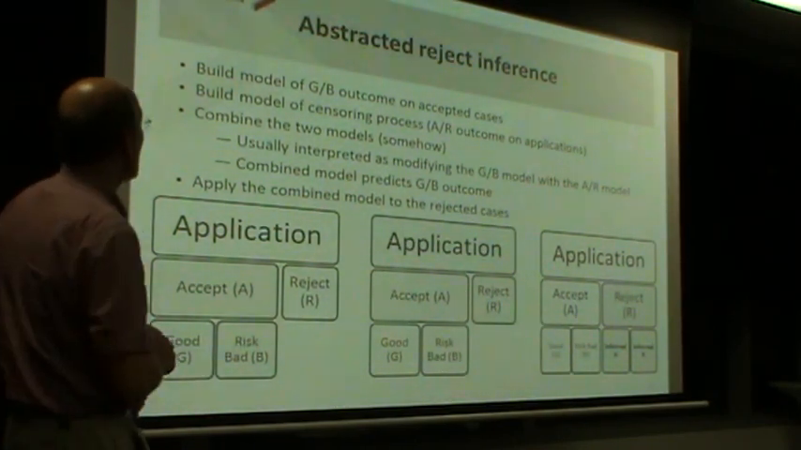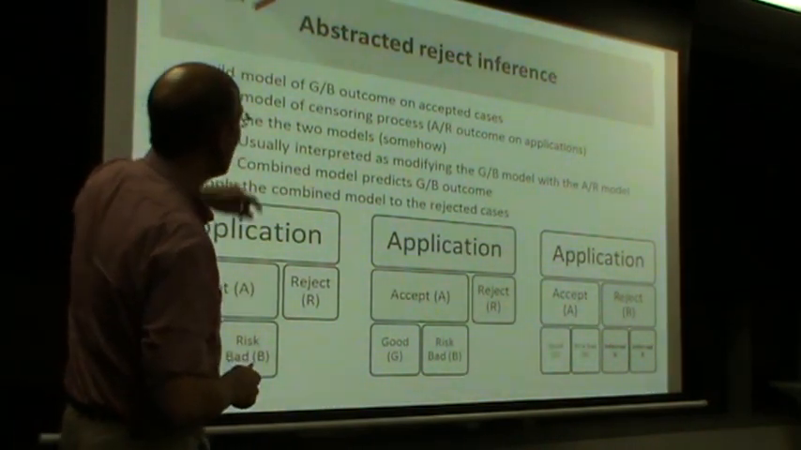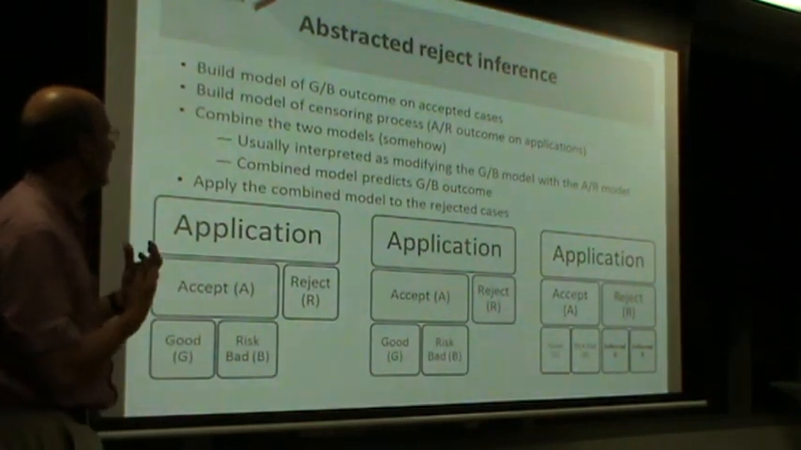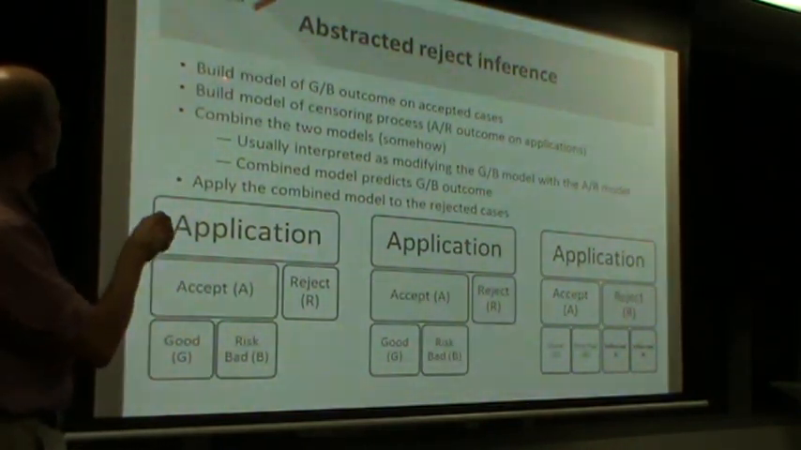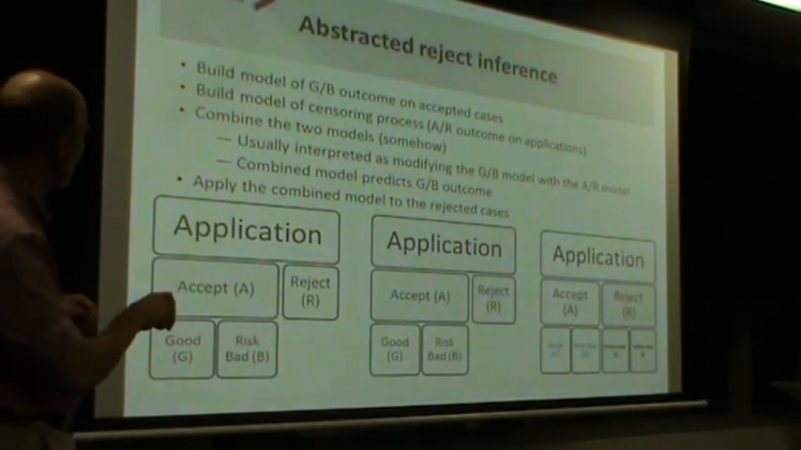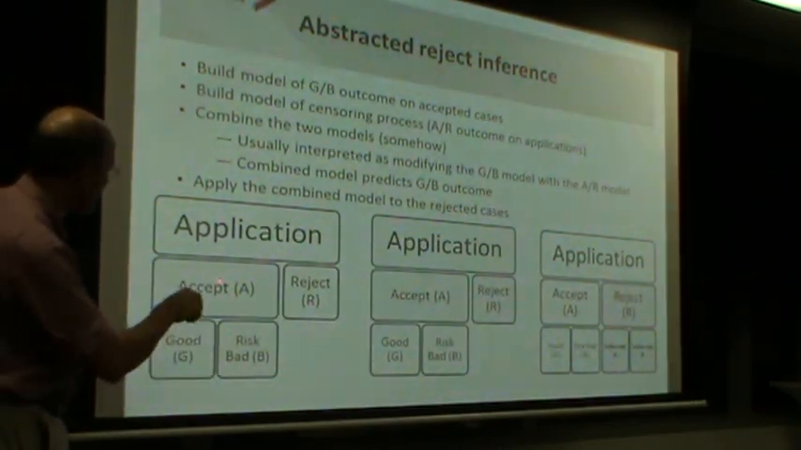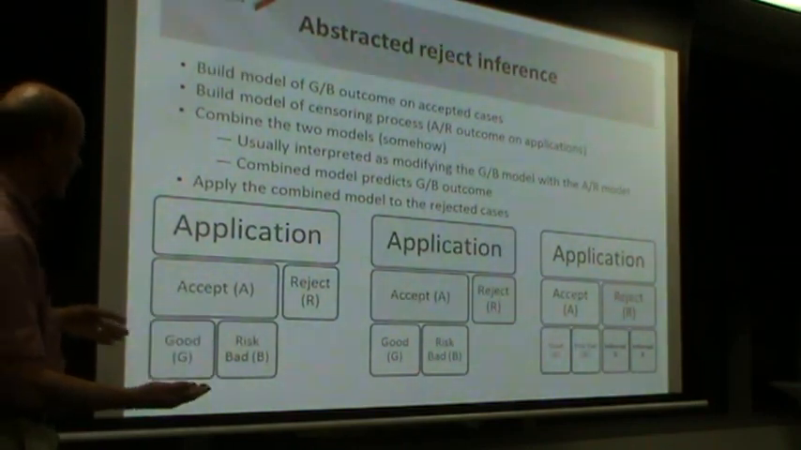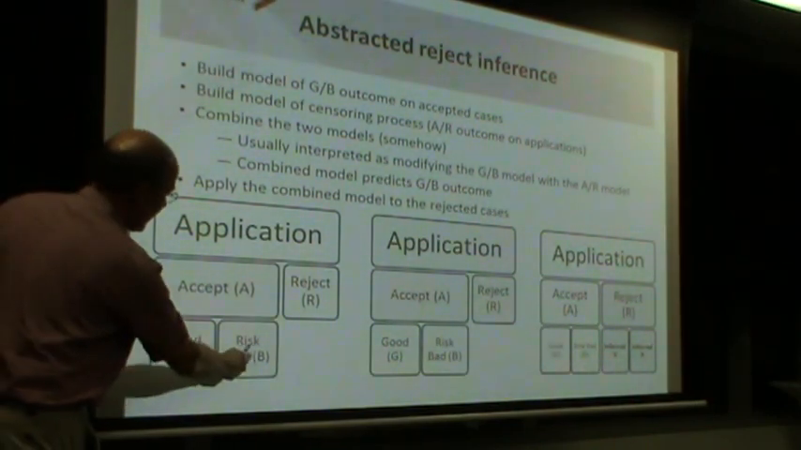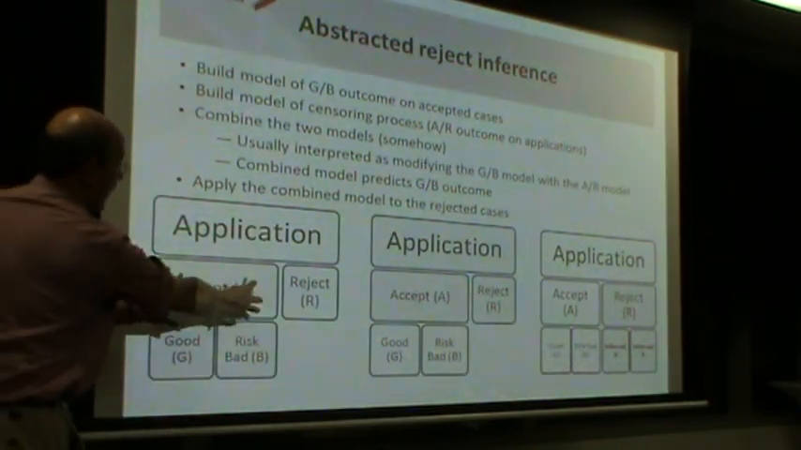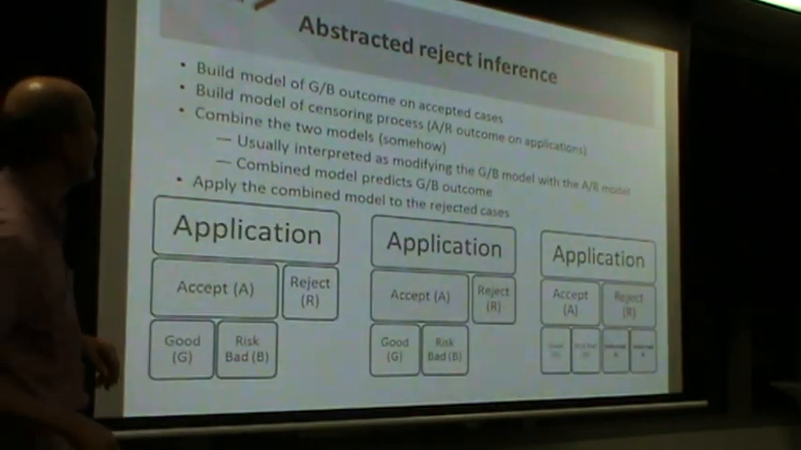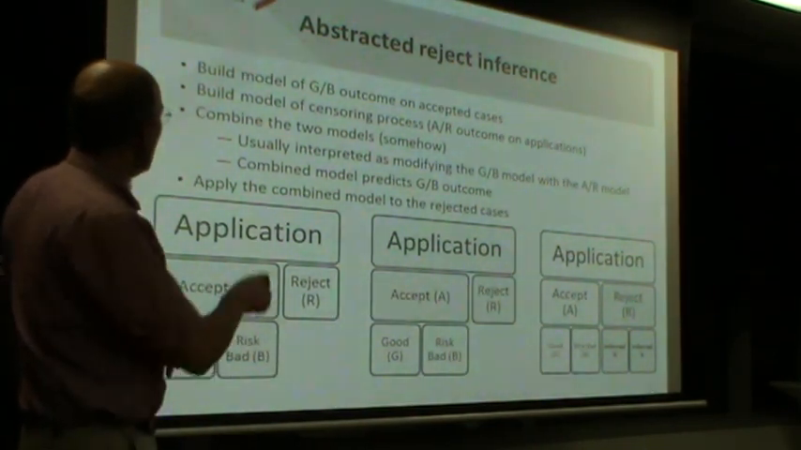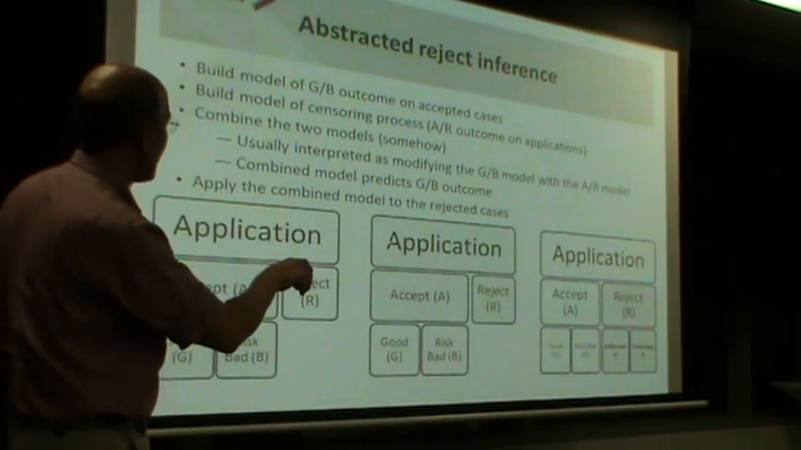Okay. So once again, just looking at this reject inference process at a very high level, we're going to build a model of the good-bad outcome on the accepted cases. So that's what's happening here. We've got this population of assets. We can build something like a logistic regression to predict the probability of being good or bad, conditional on you having been accepted. We can also build a model of this censoring process.